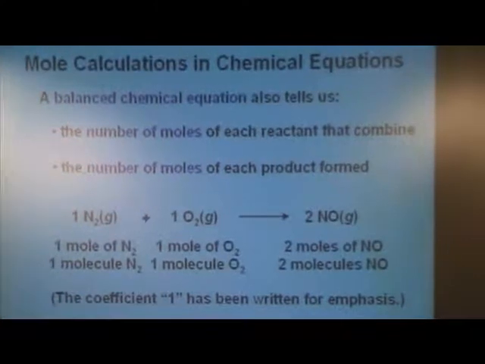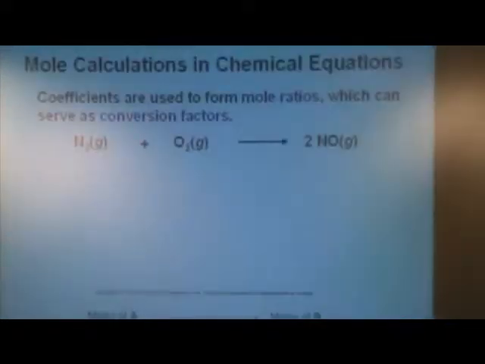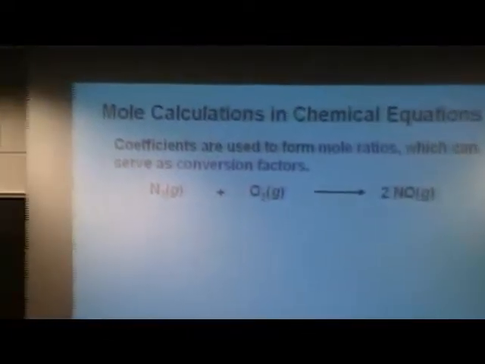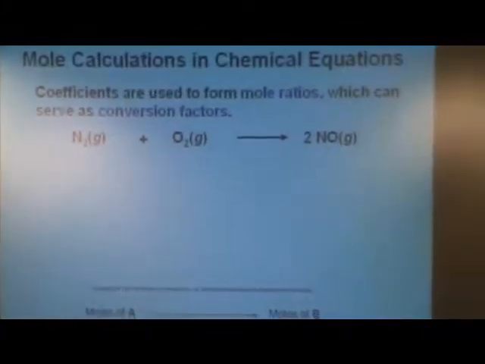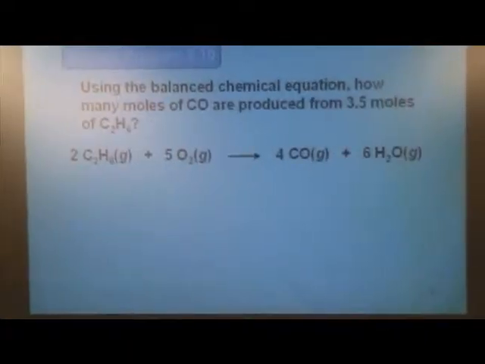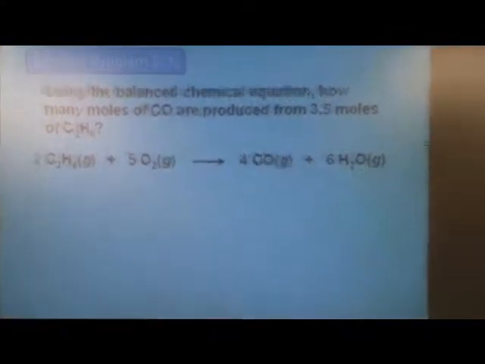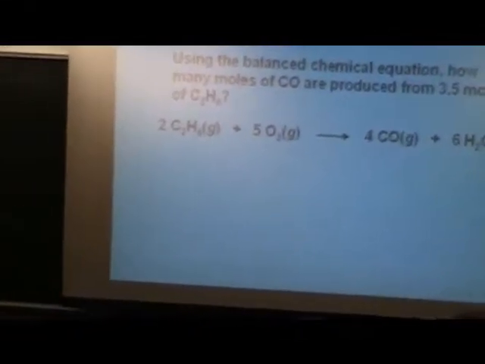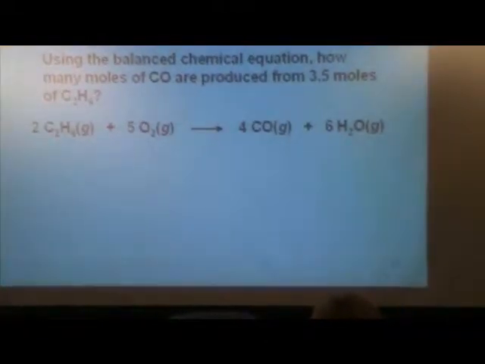Balanced equation. Now, coefficients are used to form mole ratios, which can serve as a conversion factor. Let's see what examples they have here. Here is a question. Using the balanced chemical equation, how many moles of carbon monoxide, CO, are produced from 3.5 moles of C2H6?